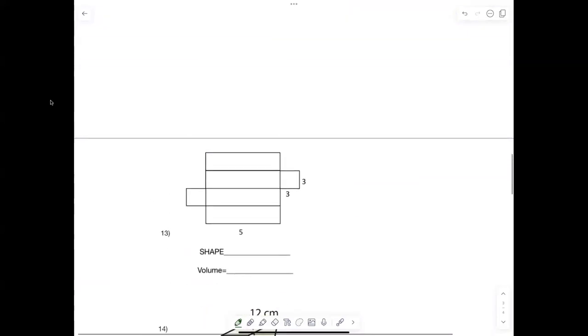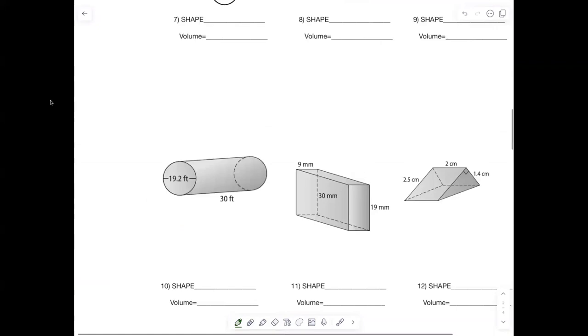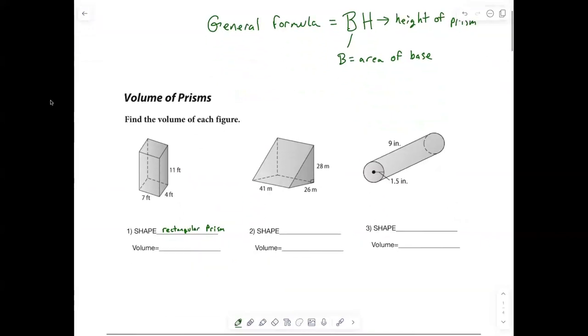Now, we also have nets that we're going to talk about. Sometimes on the ERBs, they just lay it out there and say, what's the volume of that shape? And you're like, I don't even know what that is. How am I supposed to know what the volume is? I'll try to show you today how you can figure that out. So we're going to come back up here.